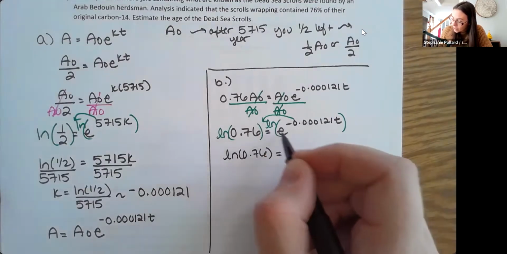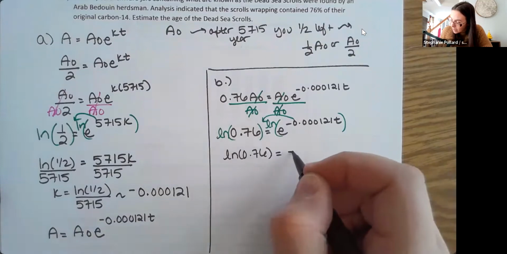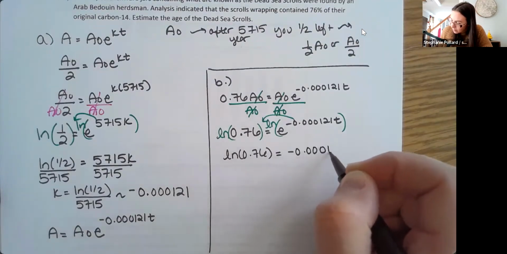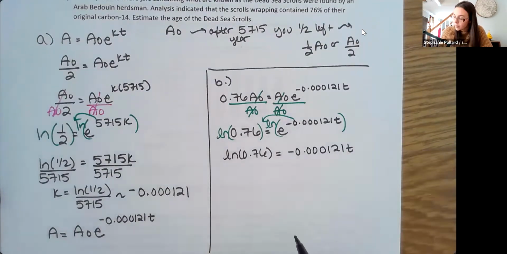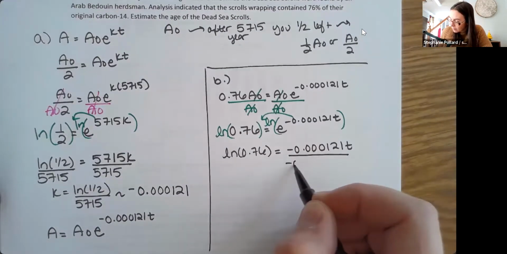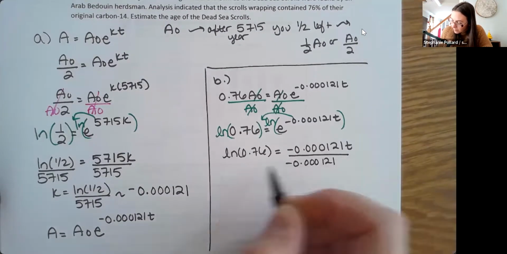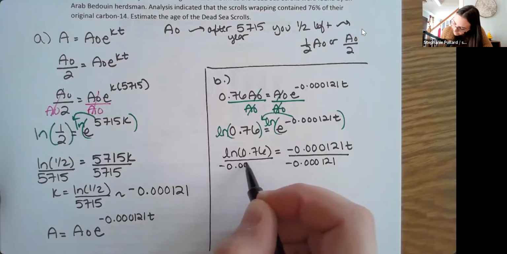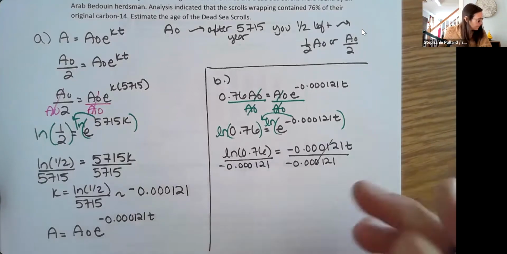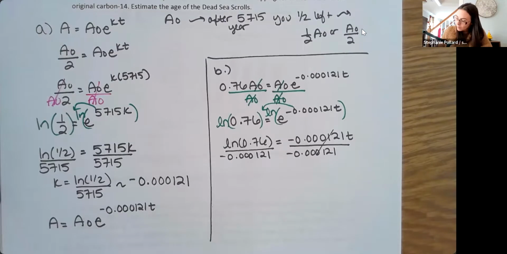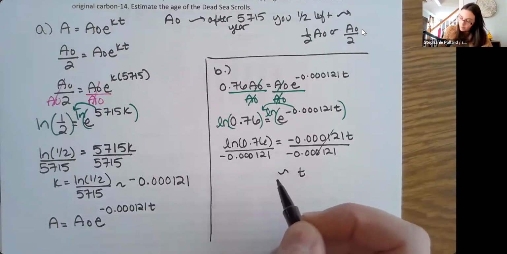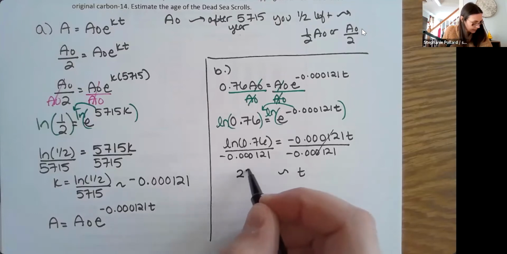Ln and e are going to just give me a value of 1, so it's going to cancel out in this case. Take the natural log of both sides and divide. All right, and again, you can try the calculator part at home. You should get, rounded to the nearest year, about 2,268.